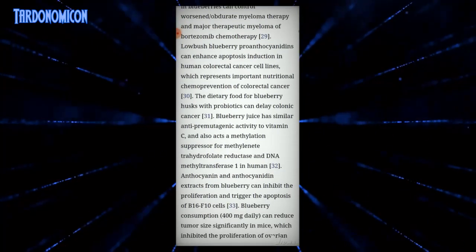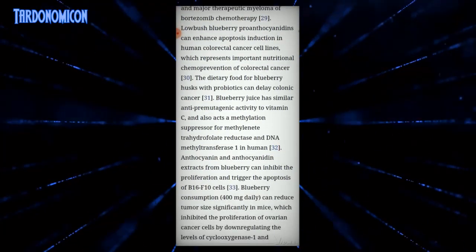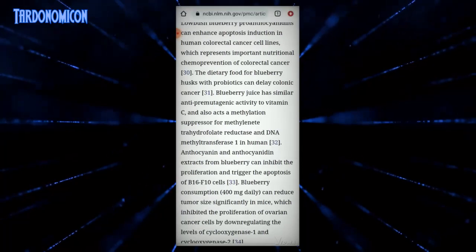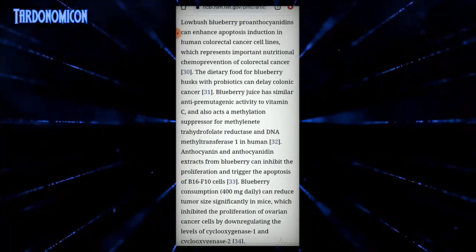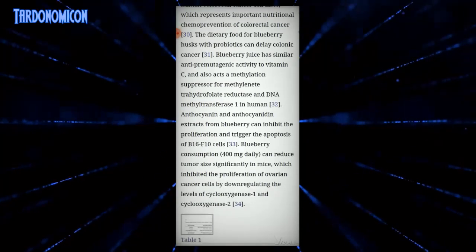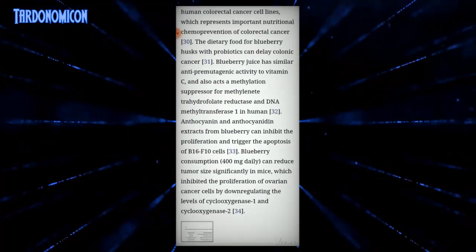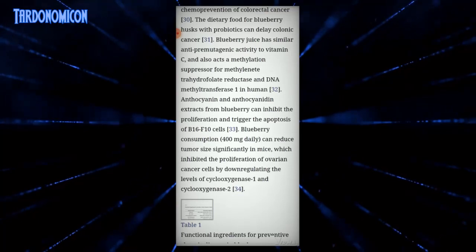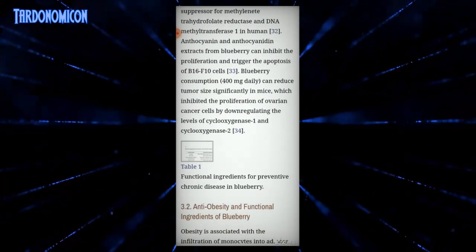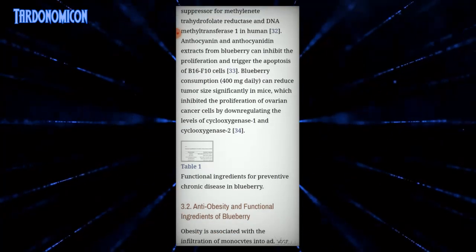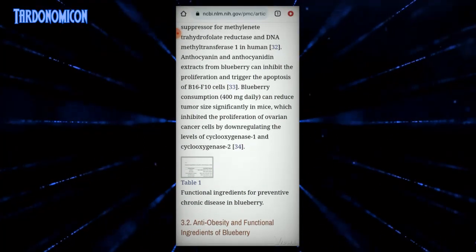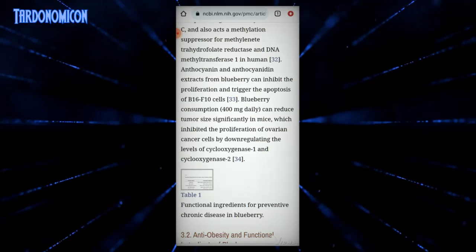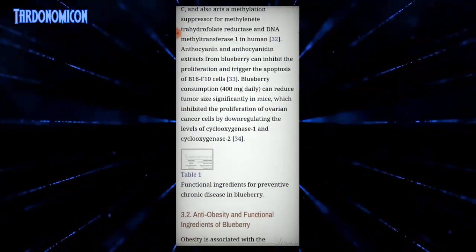The dietary food for blueberry husks with probiotics can delay colonic cancer. Blueberry juice has similar anti-premutagenic activity, meaning it stops mutation, of course, and vitamin C also acts as a methylation suppressor. Anthocyanin and anthocyanidin extracts from blueberry can inhibit the proliferation and trigger the apoptosis. Again, it stops proliferation and makes cancer cells commit suicide.